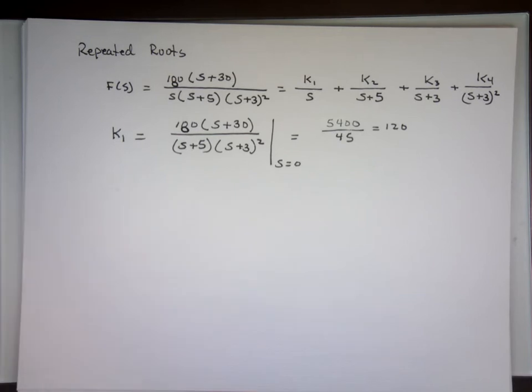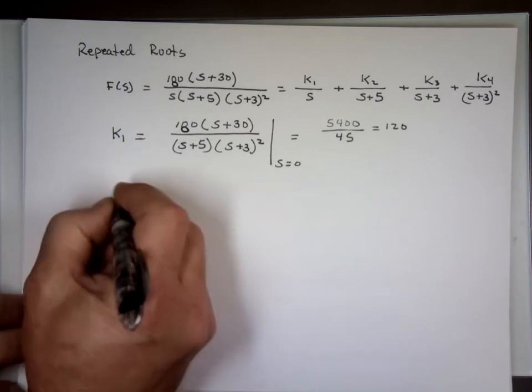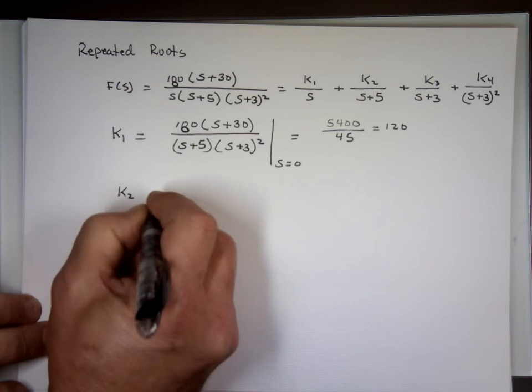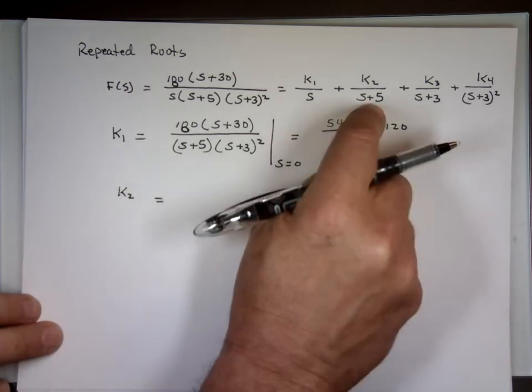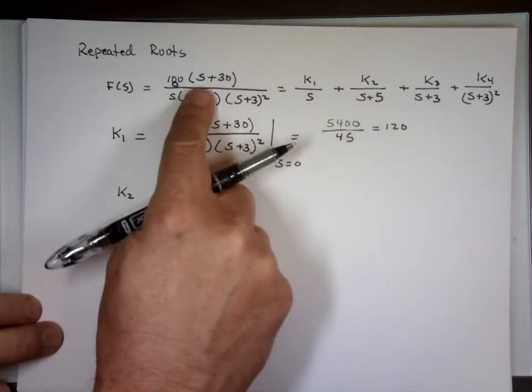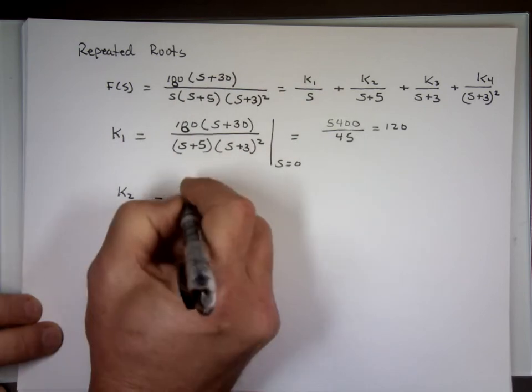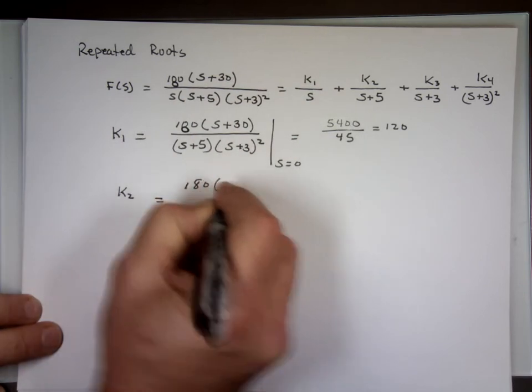Let's find K2. K2 is sitting on top of S plus 5, so take S plus 5 out of that picture. That doesn't mean I'm not going to have fractions now, but I hope I don't have them.